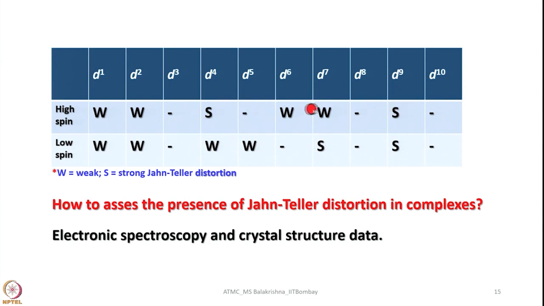In case of d5 and d3, d8 and d10 we don't see it at all, and in case of d6 and d7 we come across again weak Jahn-Teller effects. And in case of low spin, whether you take d1, d2, d4, d5, in all these cases we do come across weak Jahn-Teller distortion, whereas in case of d3, d6, d8 and d10 we don't see it at all. Only in case of d7 and d9 we do come across Jahn-Teller distortion in case of low spin complexes. Of course, in case of d9, irrespective of whether it's low spin or high spin, it is going to show strong Jahn-Teller distortions. Then, theoretically, by just looking into the eg electronic configuration, to an extent the t2g electronic configuration, we can predict the possibility of a complex showing Jahn-Teller distortion.